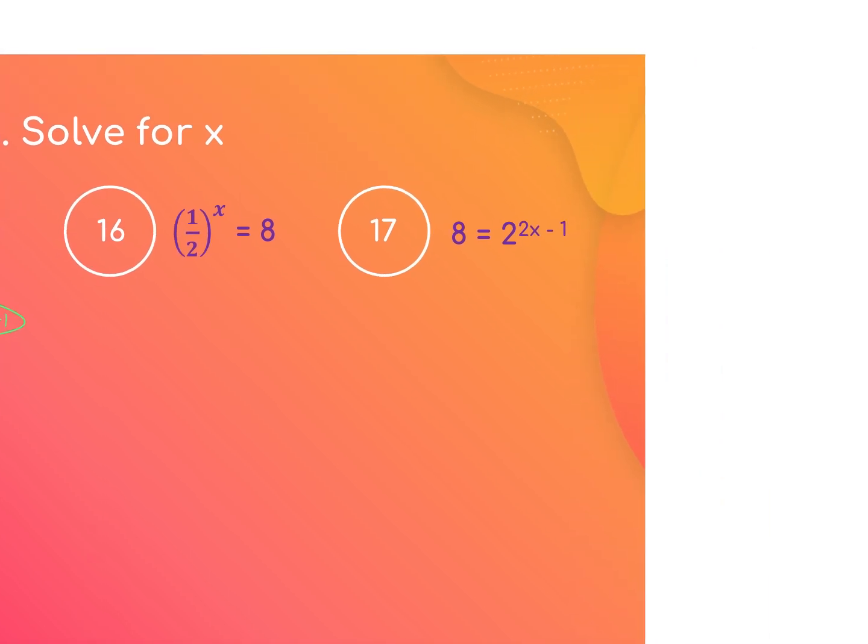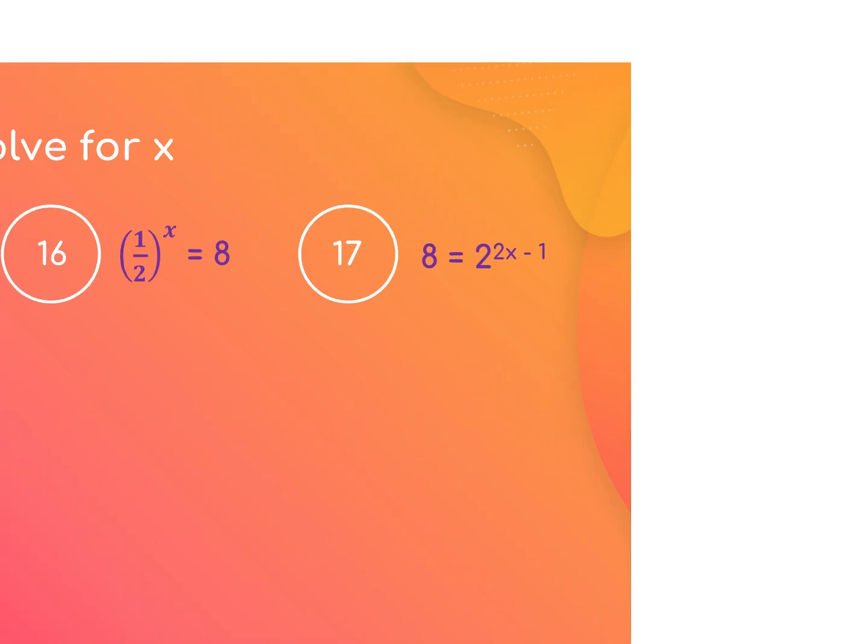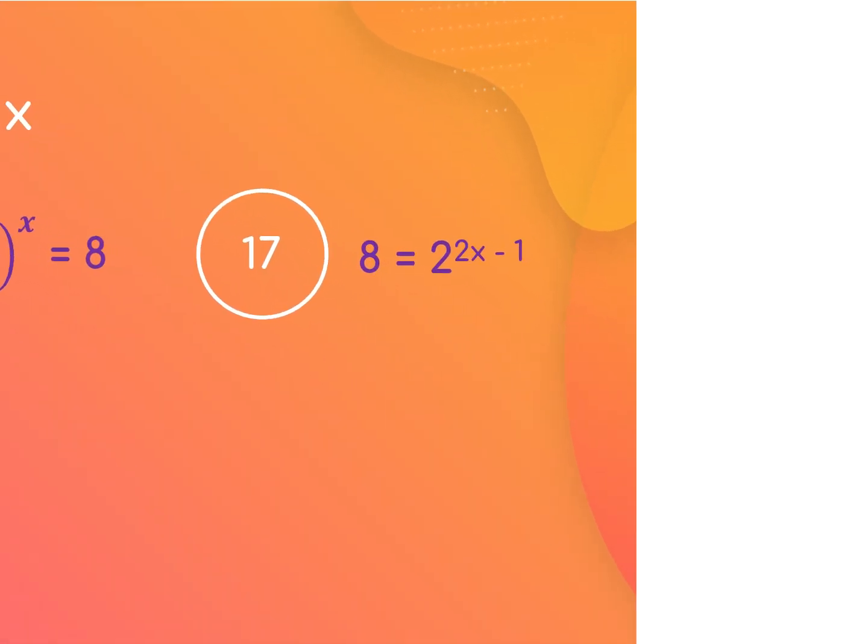All right, so let's look at number 17. I'm going to do 16 in a minute, but first I'll try 17 because it's similar to what we just did. All right, 17. I have an 8 on one side, and I have a 2 to the 2x minus 1 on the other. I see a 2 here, and I see an 8 here, right? So I like to go from the bigger number to the smaller one.